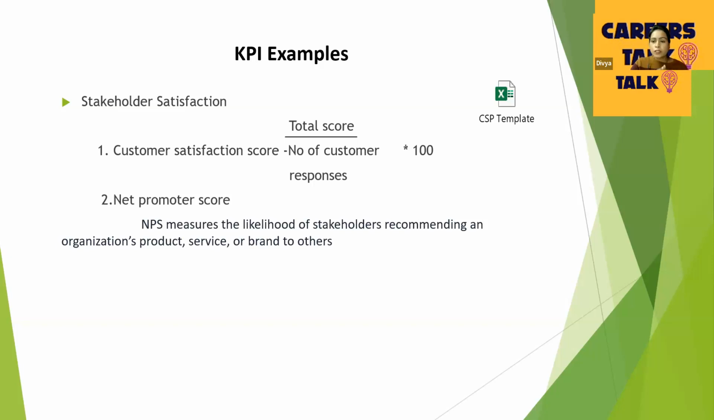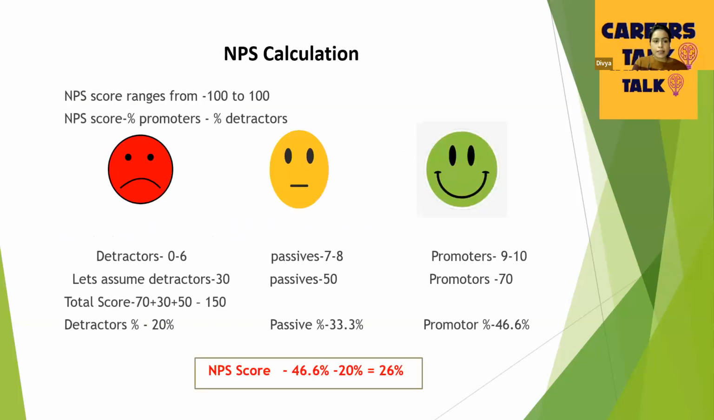And then net promoter score, this is another important KPI which we business analysts should know. This is about how likely the customer is willing to refer your product to other customers. Let's say that the NPS score ranges from -100 to 100, and you have detractors. These are the people who are not willing to refer your product to other customers. Generally we rate detractors as 0 to 6.